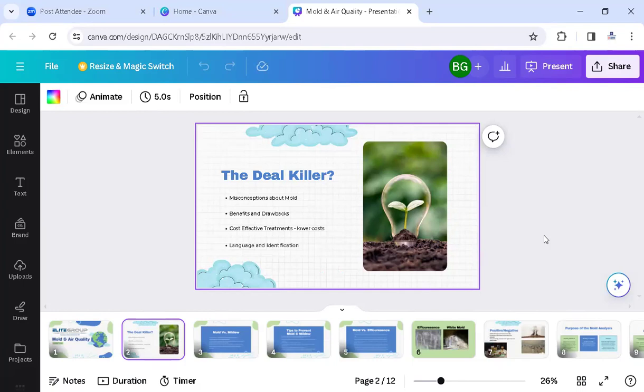You guys probably know this better than we do. When you have misconceptions about mold, there are drawbacks to mold, obviously, but we don't want this to kill the deal, and there are manageable ways to relate this to your buyer. One of the things is there's cost-effective treatments. Treatments used to cost a fortune, and they don't as much anymore. It depends on the situation, of course. And one of the key things is the language and identification of the substances we find in these homes. It's very important to keep things very low-key and manageable, basically for the sake of the client.